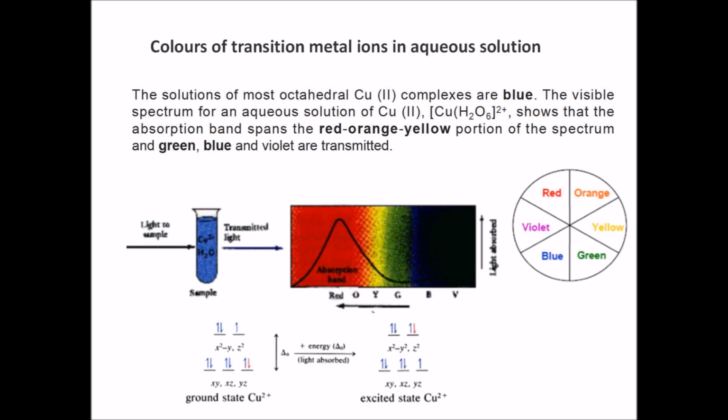The color of the complexes can be easily predicted by using the color wheel. If the complex absorbs in the red region of the visible light, then the sample will appear green, as green is the complementary color of red. Copper(II) complex contains 9 electrons in the d orbital. When it absorbs a photon of light, the electron jumps from t2g orbital to eg orbital and the transmitted light is observed as the color of the compound.